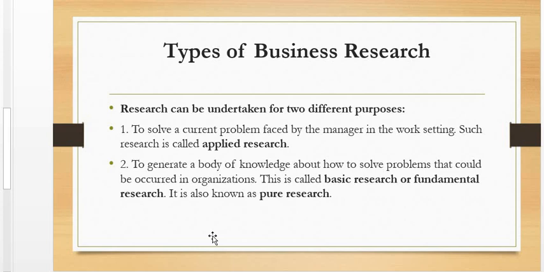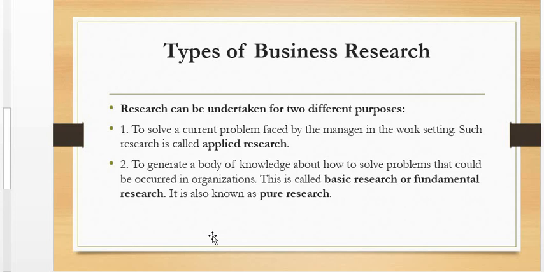So, in business, there are two main types of research. First is to solve a current problem faced by the manager in a work setting. Such research is called applied research. If you are in an industry, you are working there, and you are in the research department, the company is facing some problem, you are going to study that problem and conduct research, so it's applied research. It may be that you are in that company, or our company may hire an external consultant. He or she will conduct the research. In either case, it's called applied research.